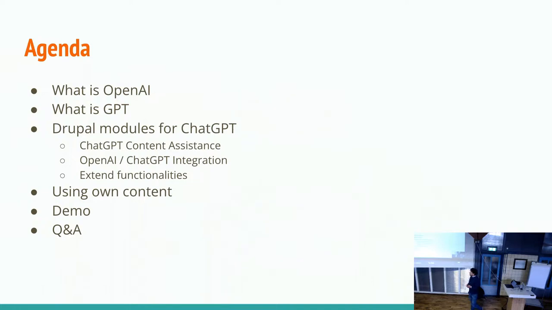Today, we're going to see what OpenAI is, what ChatGPT is. I'm going to go through the terminologies, just so we're sure that we're all on the same page. Then I'm going to dive into two open modules that I'm going to show today, which are GPT Content Assistant and OpenAI ChatGPT integration, and we can see how we can extend the functionalities. Then we see how we can use the content that we have created with these modules. And there will be a demo and the Q&A.